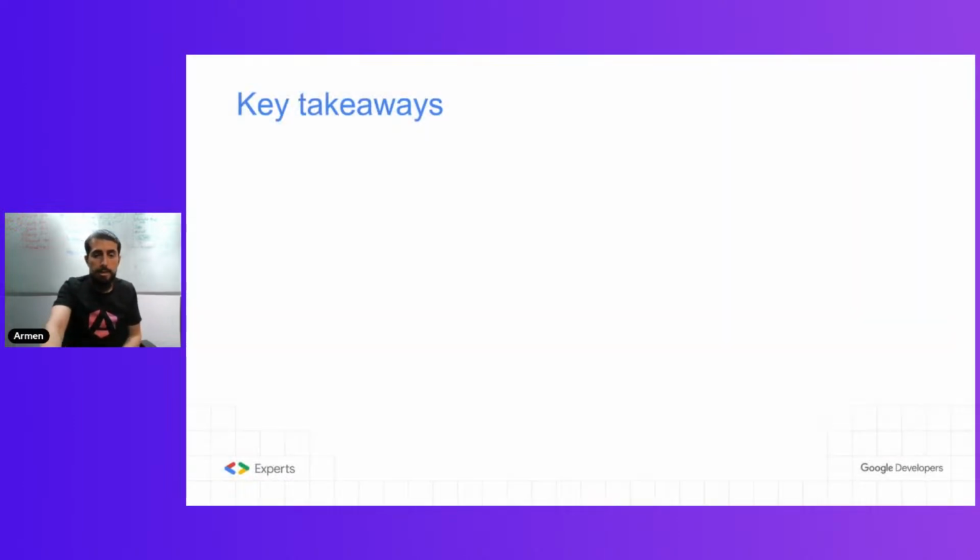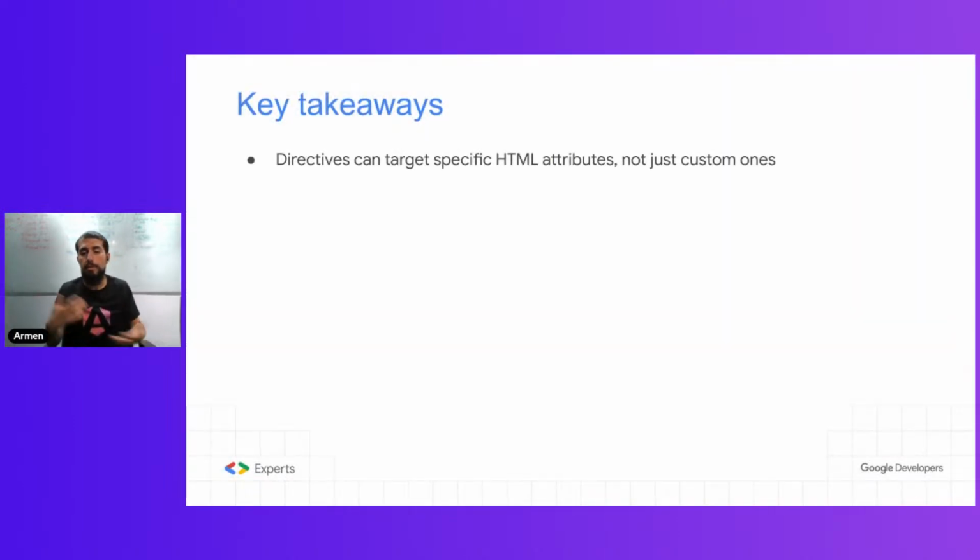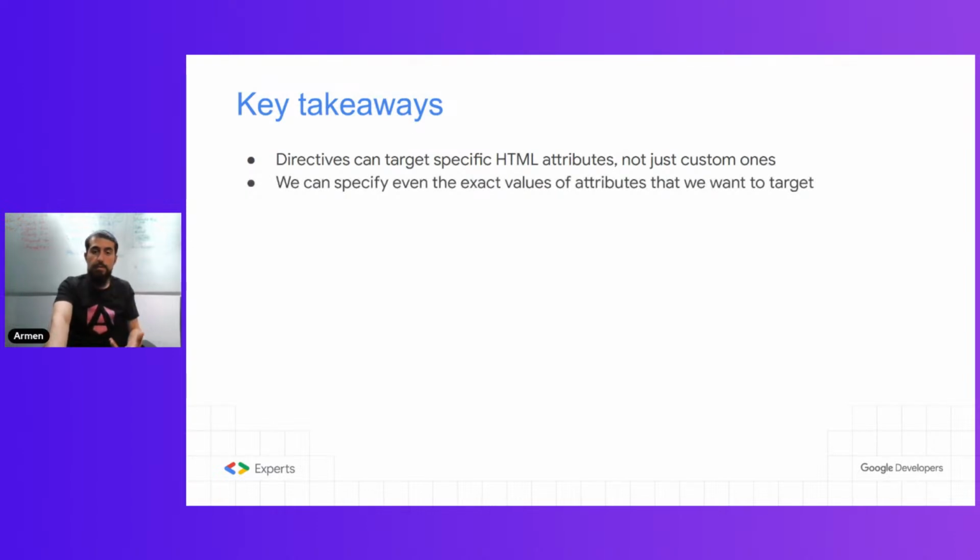So what this tells us, some key takeaways: directives can target specific HTML attributes, not just custom ones. As in this example, we directly accessed input type password. We can specify even the exact values, right? We specify that we not only want just inputs, but we want inputs that have the type attribute with the value of password. So not type email, not type tel, but type password, exactly. We can do this with all other attributes. We can target specific HTML elements with IDs, for example. Not that it's a big use case, but it can be done.